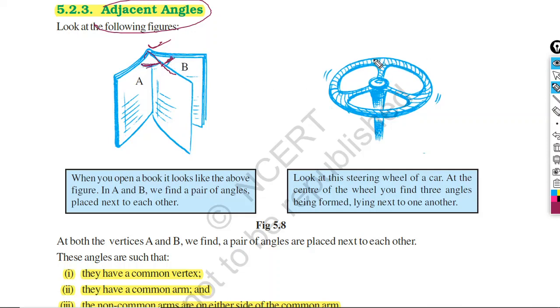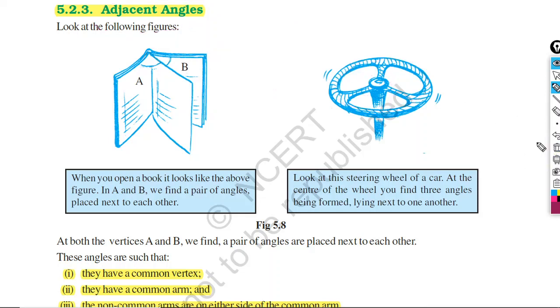If you have seen the steering wheel, which we normally see in a car, bus, etc., in the steering wheel you can see some angles are formed here. This angle, this angle, these two angles are adjacent angles. Similarly, these two angles are adjacent angles. Similarly, if you see the fan in your room, this angle and this angle, these two angles are adjacent angles.